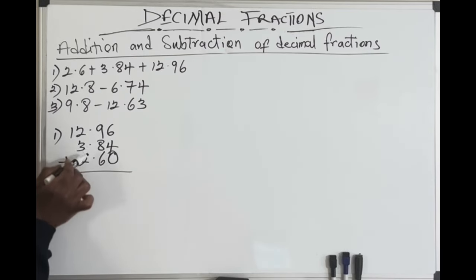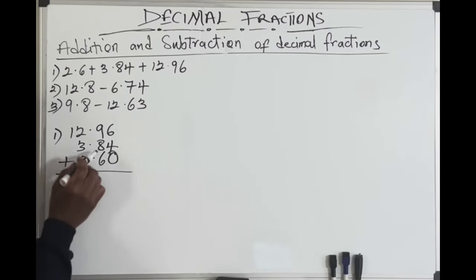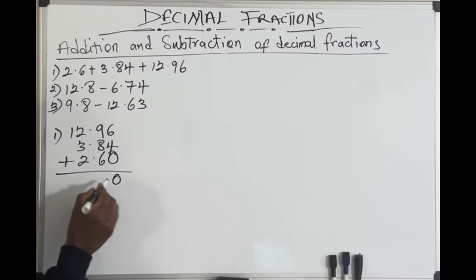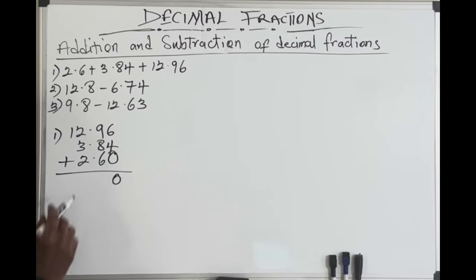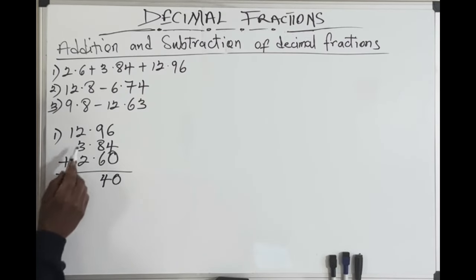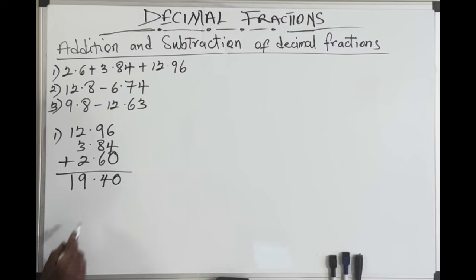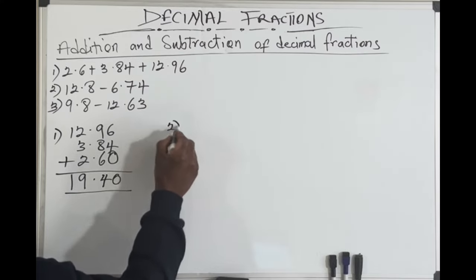Since the decimal points follow each other, we have no problem. 6 plus 4 will give us 10, so 0, and the 1 comes here. 10 plus 8 is 18, 19, 20, 21, 22, 23, 24, so 4, then 2 comes here, 4, 7, 8, 9, and 1, bring our point. So our final answer will be 19.40. Let's move on to question 2.